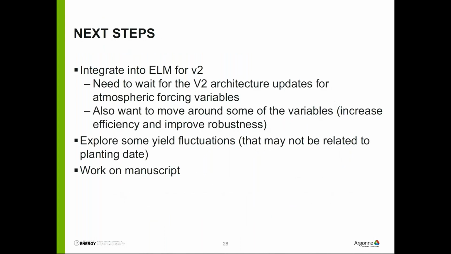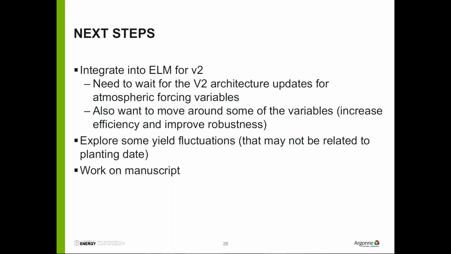So the next steps for this is really to start integrating it into the V2 model. I've been holding off on some of that because I know the V2 architecture is updating the atmospheric forcing variables at the topo unit instead of the grid cell. Since those are used in some of the calculations for the seasonal cycle and also the temperature threshold, I wanted to wait so I know where those are and I can integrate them.